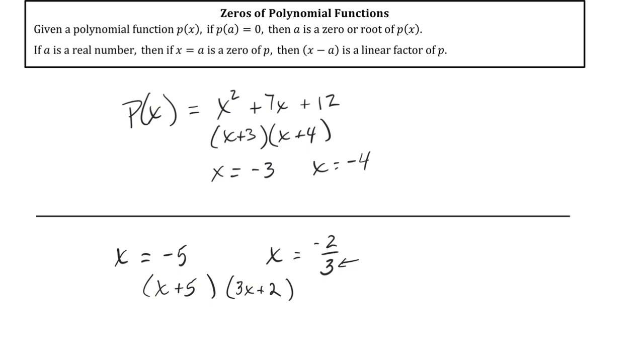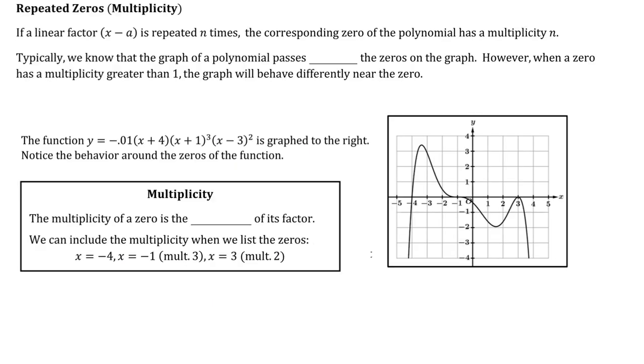So let's keep going. All right, sometimes you have a repeated 0, and if we have that, we call it a multiplicity. And you'll usually see it, the factor will have an exponent with it. So typically, we know that the graph of a polynomial passes through the zeros of the graph. Notice I said typically. However, when a 0 has a multiplicity greater than 1, the graph behaves a little differently there. It does some weird things, okay?